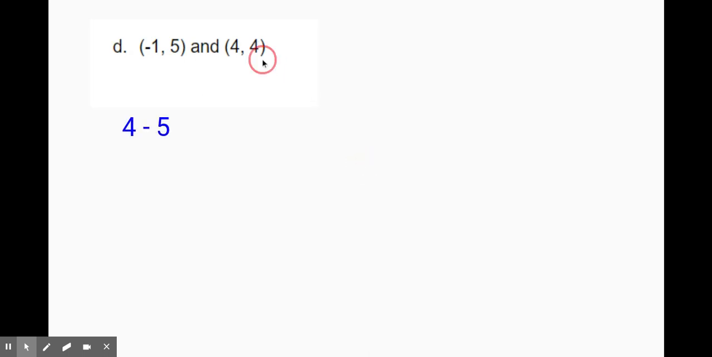Did you put your y's on top? Y minus y, x minus x. Here again we have a minus negative, so the bottom really is plus. And leave that fraction, that's our slope. How did you do? Go ahead and correct any mistakes that you had.